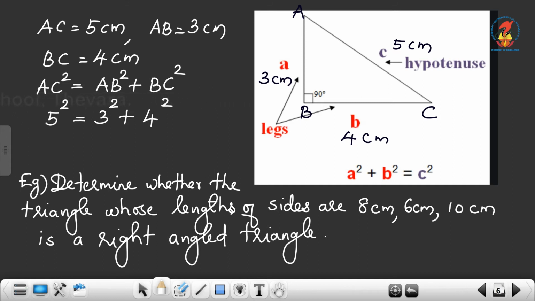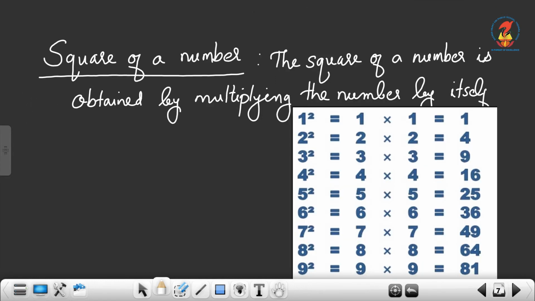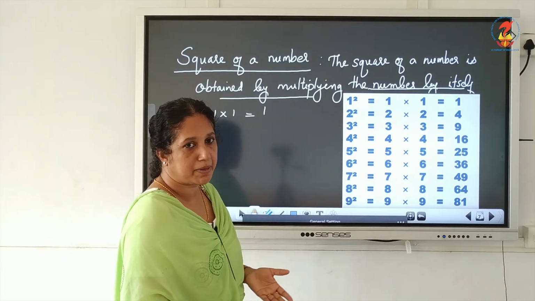Now, what is meant by 5 square? That means the square of a number. The square of a number is obtained by multiplying the number by itself. For example, suppose you want to find out 1 square, we can say 1 into 1. The number is multiplied by itself. So, 1 square is equal to 1. Suppose you want to find out the square of 2, 2 squared equal to 2 into 2, which is equal to 4.